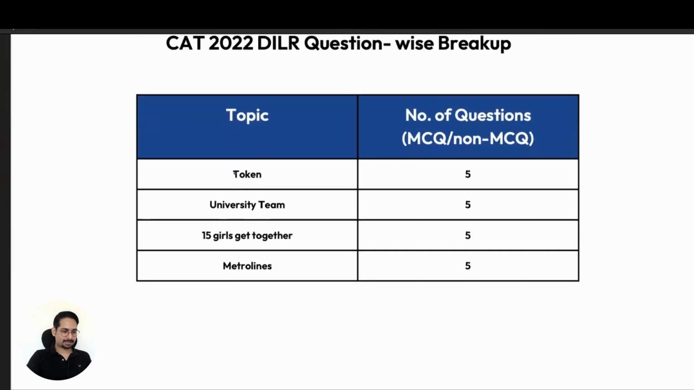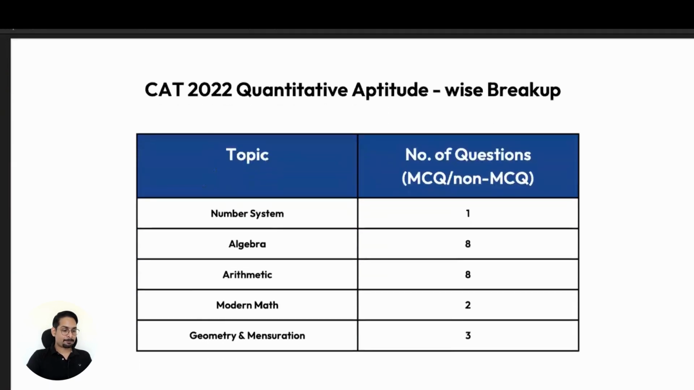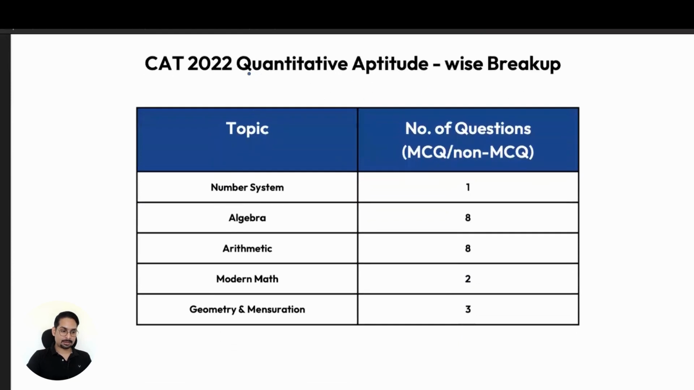In logical reasoning and data interpretation, you have got 4 sets, 5 questions each. And then you have got QA, quantitative ability. The topic distribution is like this. In number system, there was 1 question. Algebra 8 questions, arithmetic 8 questions, modern maths 2 questions, geometry and mensuration 3 questions. This I am talking about slot 1 of CAT-22. So you don't need to worry about that as of now.